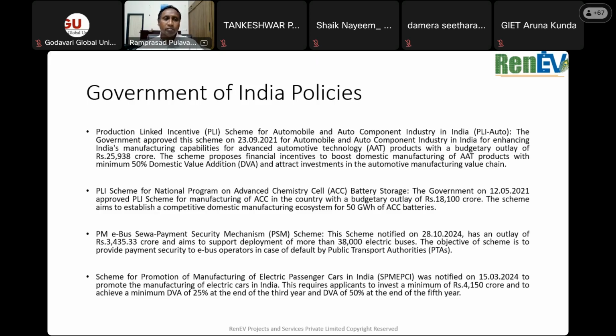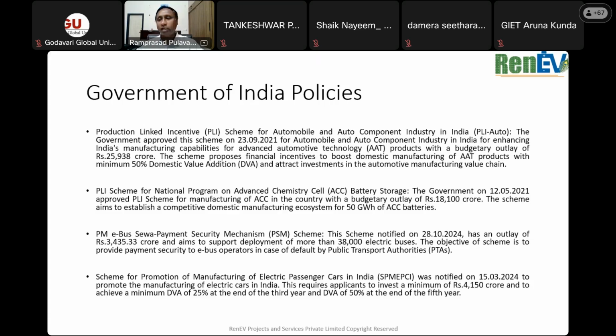Then comes the PM E-Bus Sewa Payment Security Scheme. Around 3,400 crores has been deployed for the purchase of electric buses. Around 38,000 electric buses are going to be purchased under this particular scheme. It means the objective is to ensure the transition of state transport authority buses from diesel buses to electric buses. The next one is a scheme for promotion of manufacturing of electric passenger cars in India.